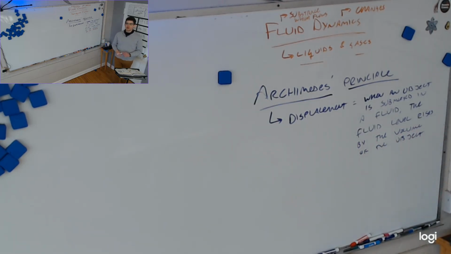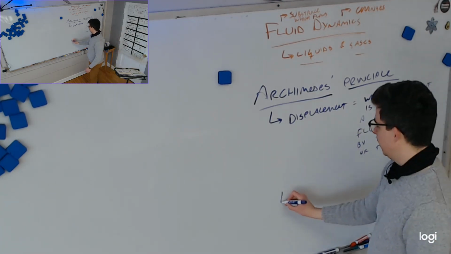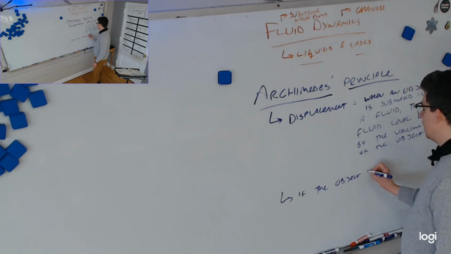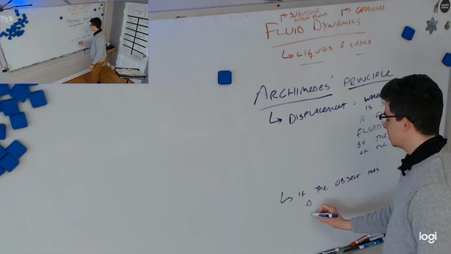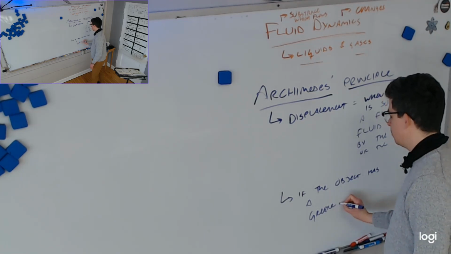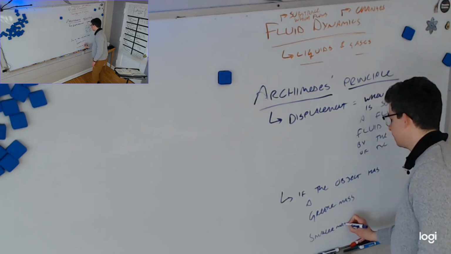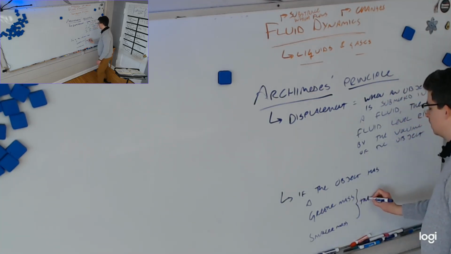So basically, if you have a 1 cubic centimeter cube and you plop it into some water, the water level will rise by 1 cubic centimeter, or 1 milliliter. And then this has to do with floating. If the object has, we're going to do two things, greater mass and smaller mass than the water displaced.